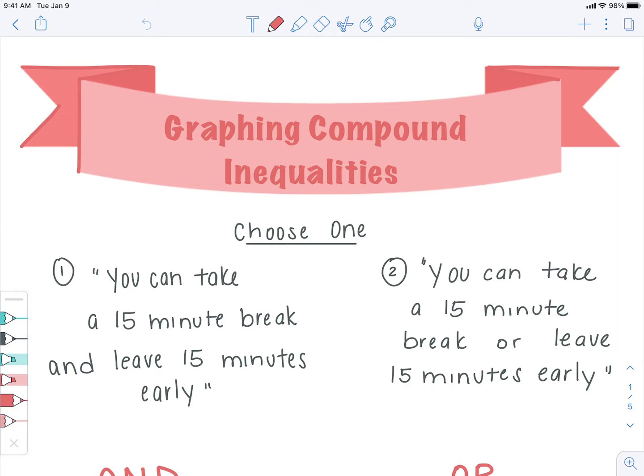In your notebook, you're writing graphing compound inequalities. That's what we're talking about, graphing compound inequalities.